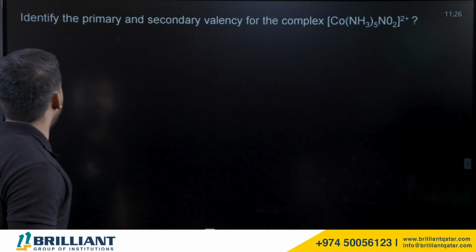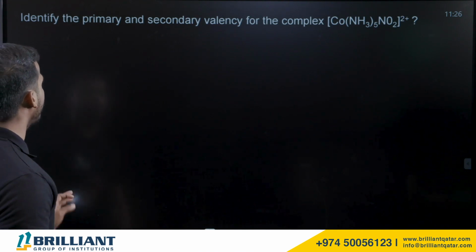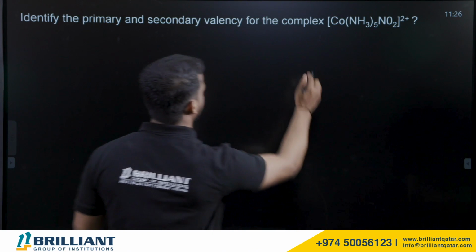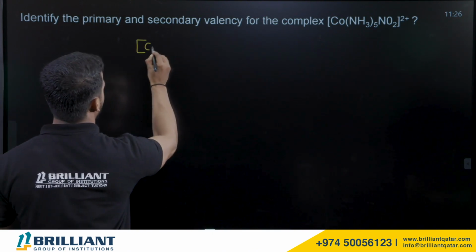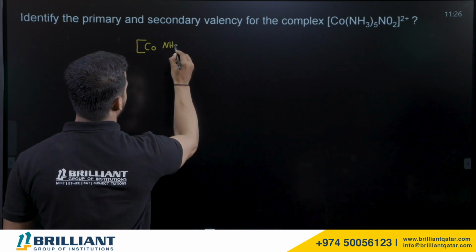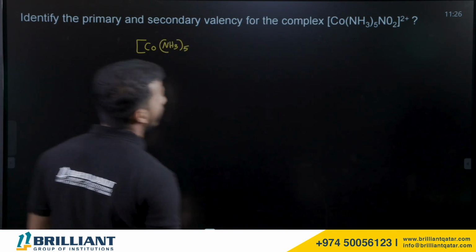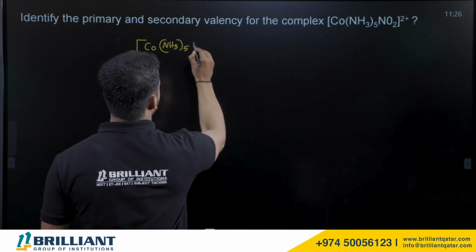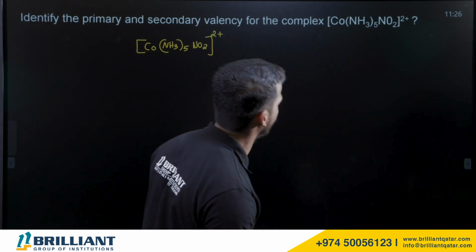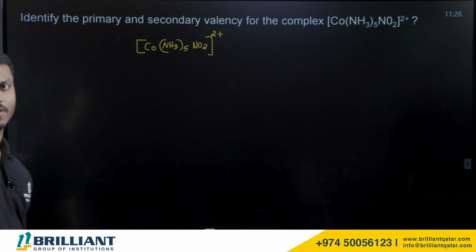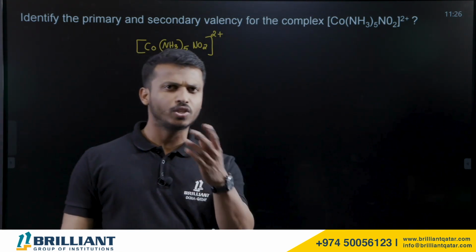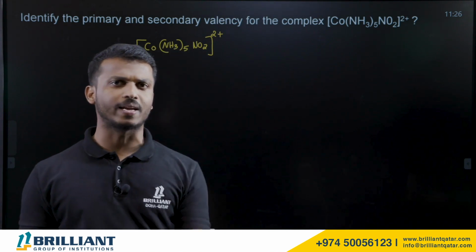Okay, the next one. Identify the primary and secondary valency for the complex. The complex is given here: cobalt, and there are 5 amine, NH3 5 times, and you have NO2, the overall charge is 2 plus. This is the complex given, right? Identify the primary and secondary valency. In which theory did you study about primary and secondary valency?